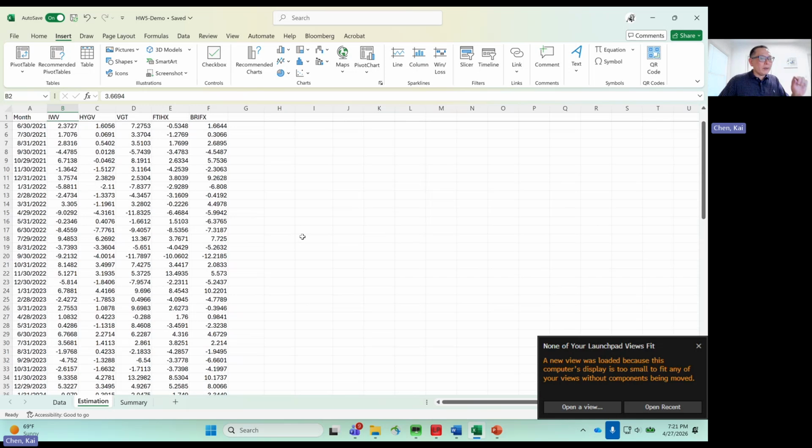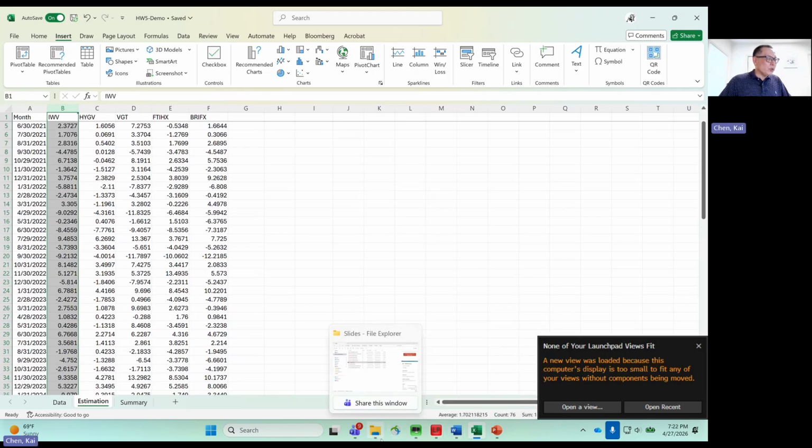Homework 5 is a little bit different from homework 4. In homework 4, we used IWV, the Russell 3000 index, to proxy for the market, right? However, in homework 5, I require that you use the market portfolio from the French data library. I want you to use that market portfolio. So now we're going to download the French data.